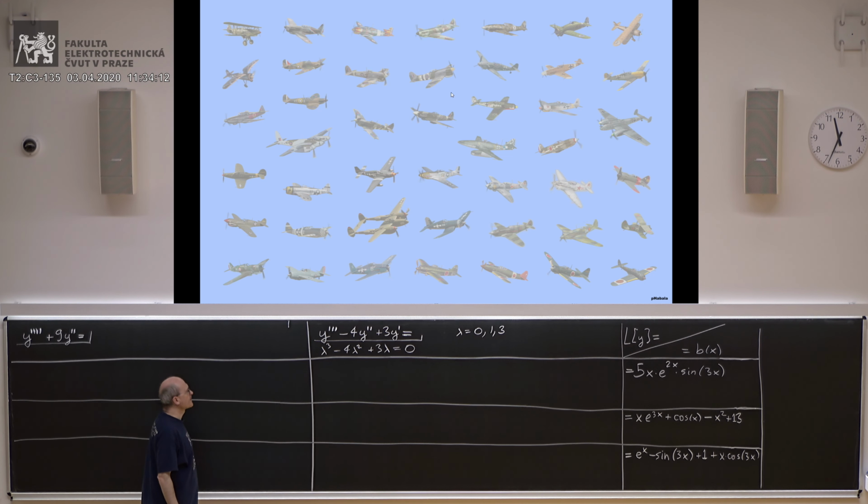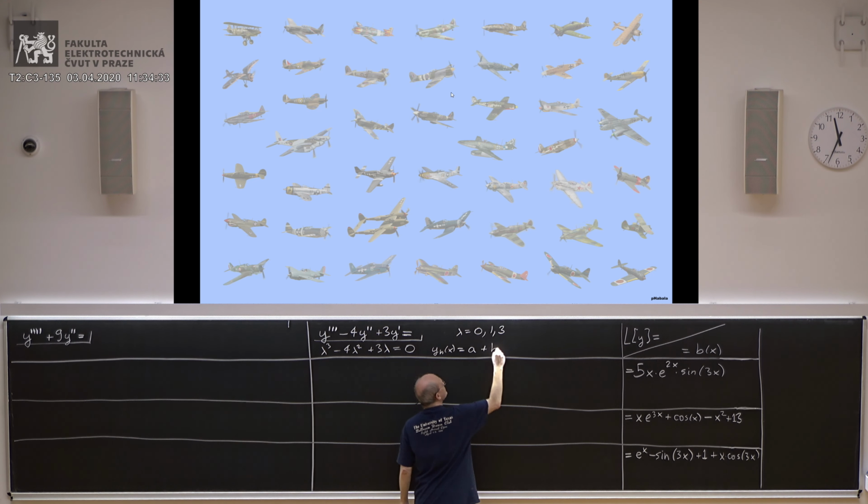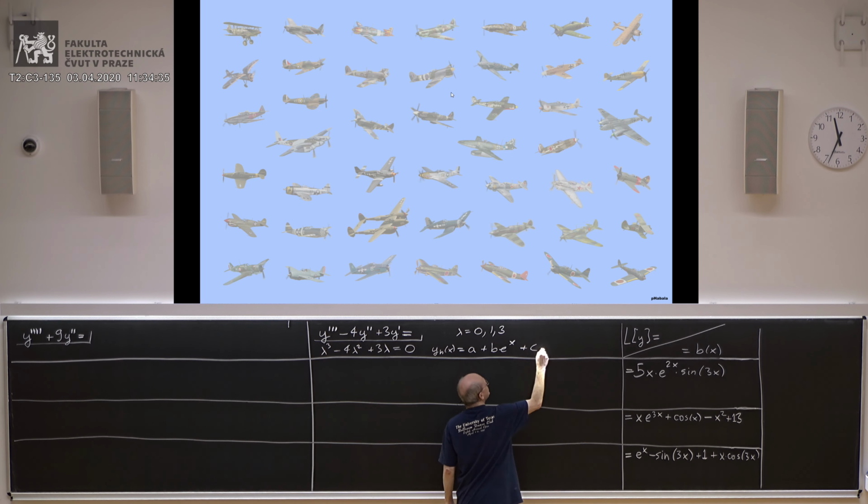So far, so good. You can check that this is indeed a solution. For instance, if I put 1 for lambda, 1 plus 3 is 4, minus 4 is 0. It works. And now, using these lambdas, we can create the homogeneous solution. y_h(x) is a times e to 0, which is just 1, plus b e to x plus c e to 3x. And that's it. That was easy.